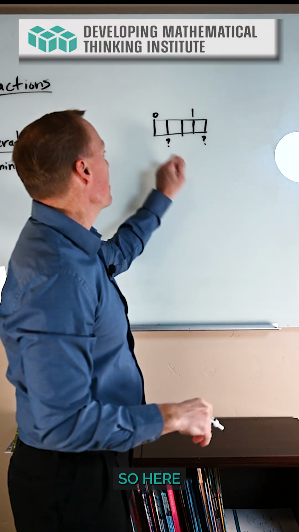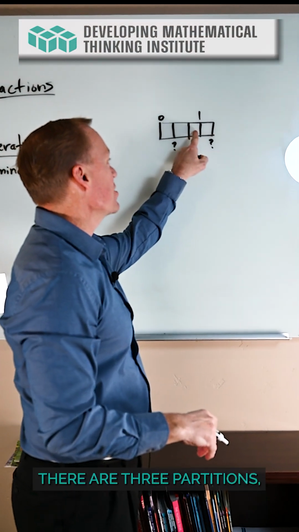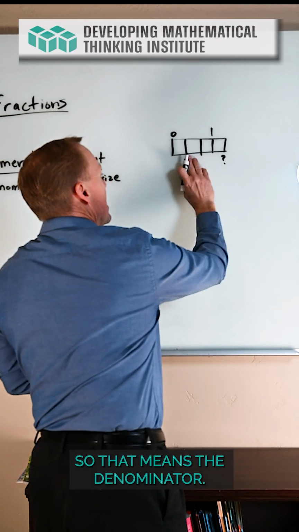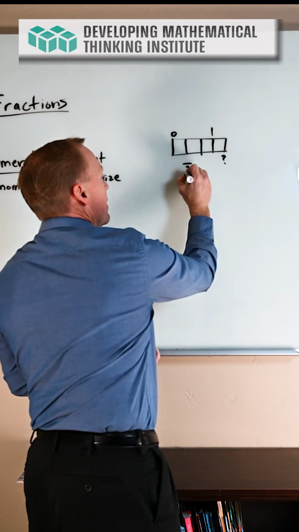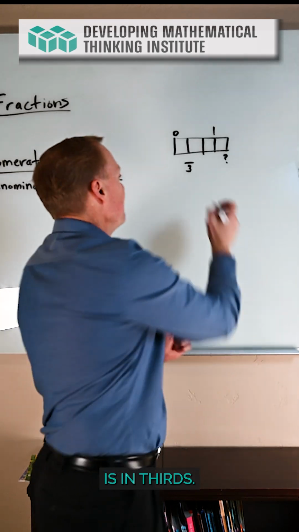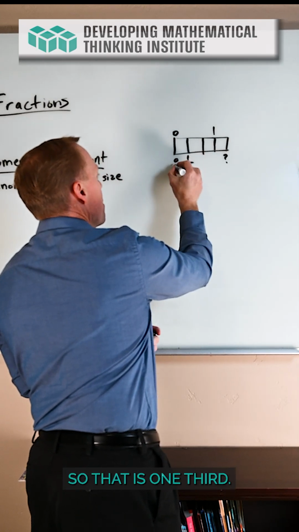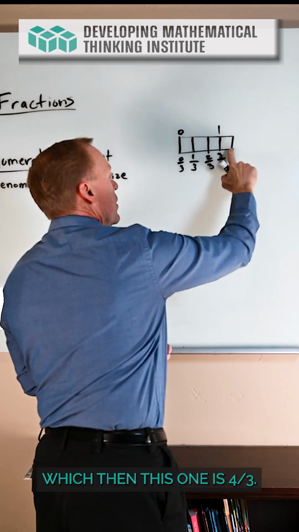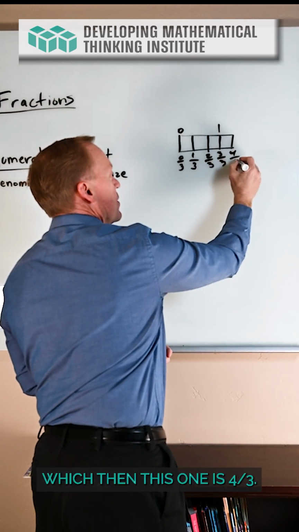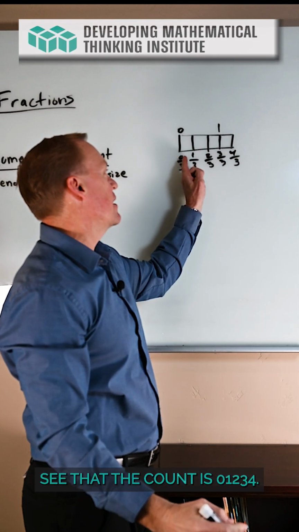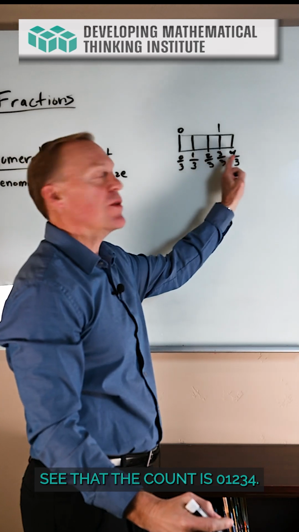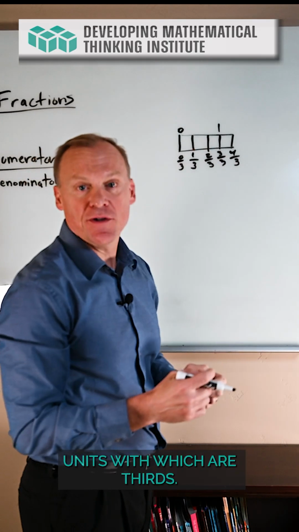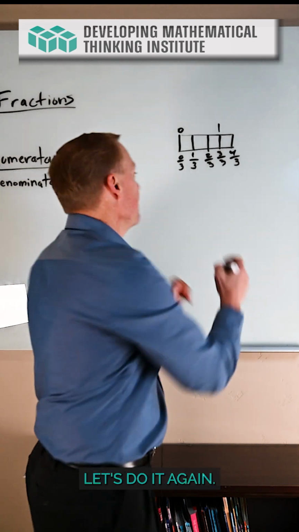So here, there are 3 partitions, 3 equivalent partitions to get to 1. So that means the denominator is in thirds. So that is 1/3, which then this one is 4/3. And here we can see that the count is 0, 1, 2, 3, 4. But we're counting in the size units, which are thirds. Okay, let's do it again.